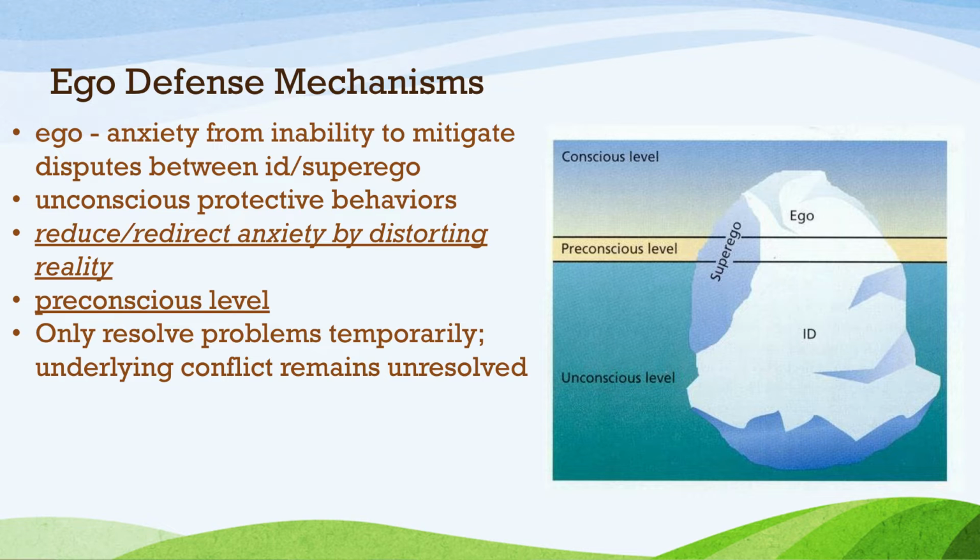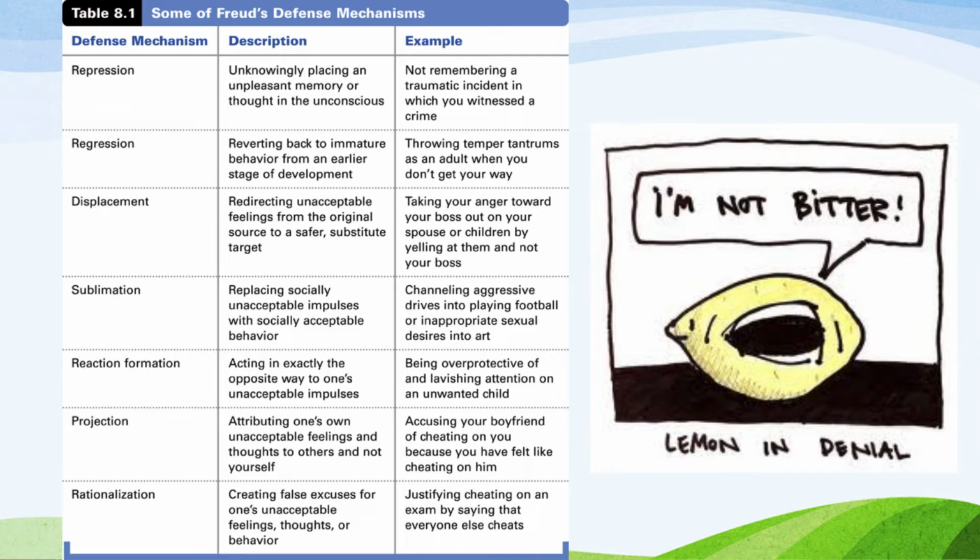So the whole idea behind defense mechanisms is that they are employed in order to reduce or to redirect the anxiety that the ego is experiencing by distorting reality in some way. And we'll look at examples of defense mechanisms in a second. But Freud said these defense mechanisms are acting at a preconscious level, and that they only resolve problems temporarily. The underlying dispute between the id and the superego remains. So here are some examples of Freud's defense mechanisms.